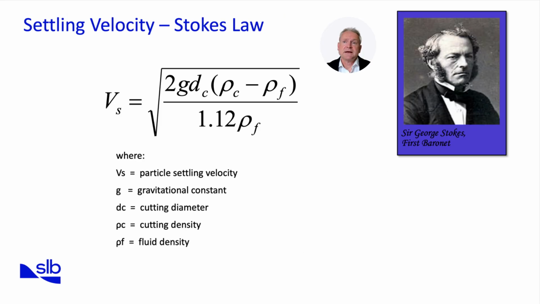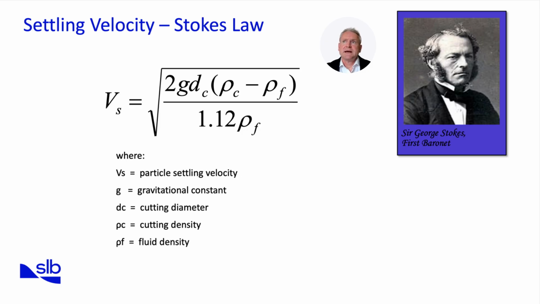Now let's look at settling velocity. This is defined by Stokes' law, which explains how particles settle through a fluid. Let's work through the terms. Vs is the settling velocity, basically how fast cuttings fall. G is gravity pulling the cuttings down. dc is the particle diameter. The larger the cutting, the faster it falls.